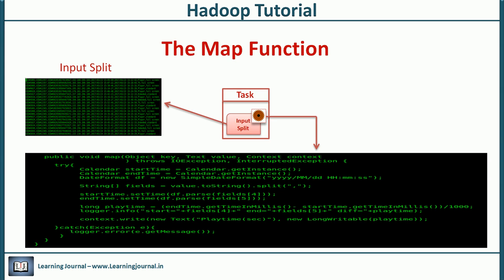It's very simple. We already know that the framework will call our map function in a loop and send one line from the CSV file in each iteration. Let's look at one line from the CSV.